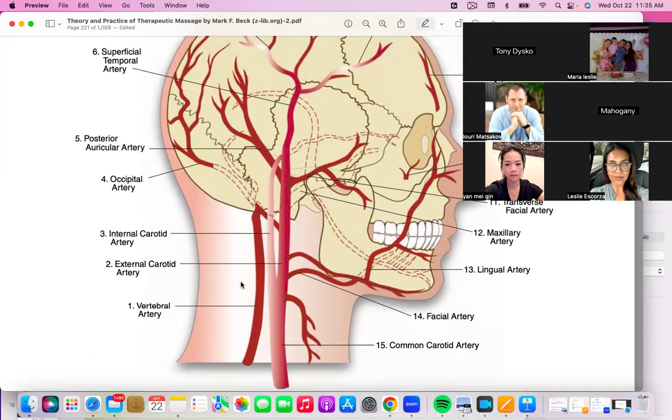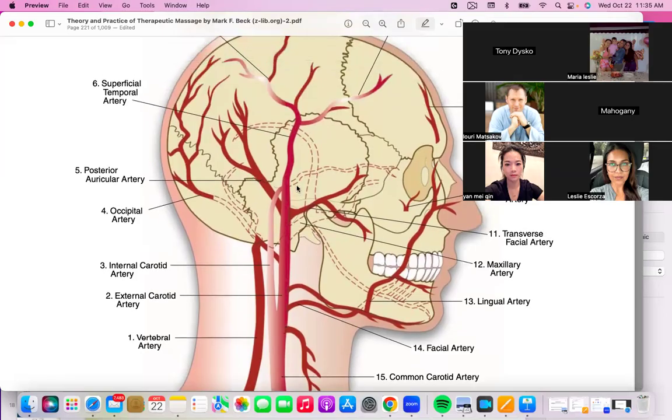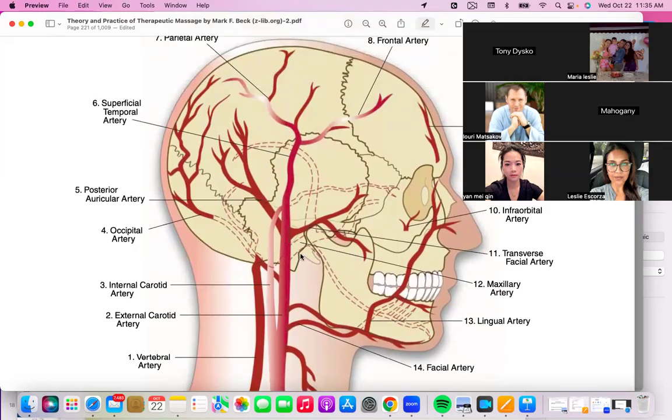Now, as you can see with the names, each bone has its own supply of artery. The occipital bone has a supply of artery, and the artery is called occipital. The temporal, right here. The parietal, right there.